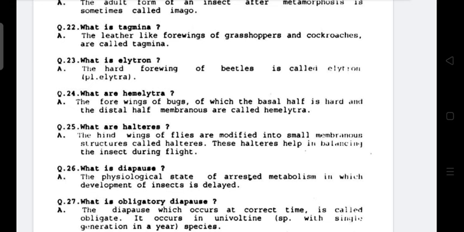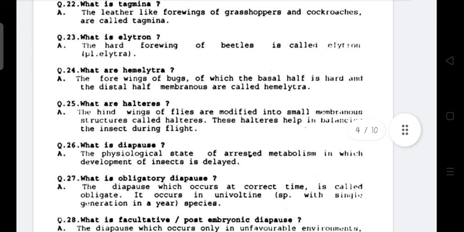What are hemelytra? These belong to bugs. The forewings of bugs, of which the basal half is hard and the distal half membranous, are called hemelytra. The part attached to the thorax is usually hard, while the distal part away from the thorax is membranous. What are halteres? The hind wings of flies are modified into small membranous structures called halteres. These help in balancing the insect during flight.